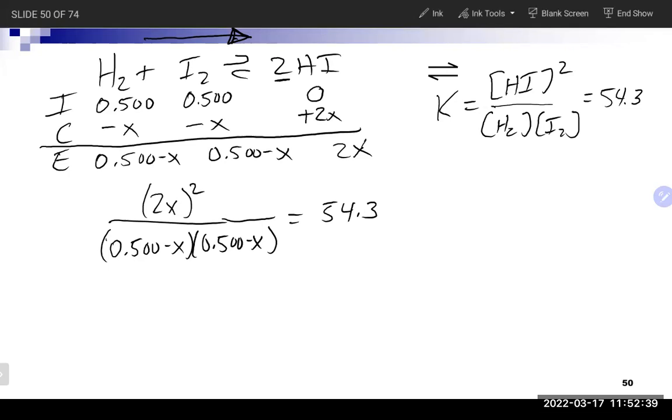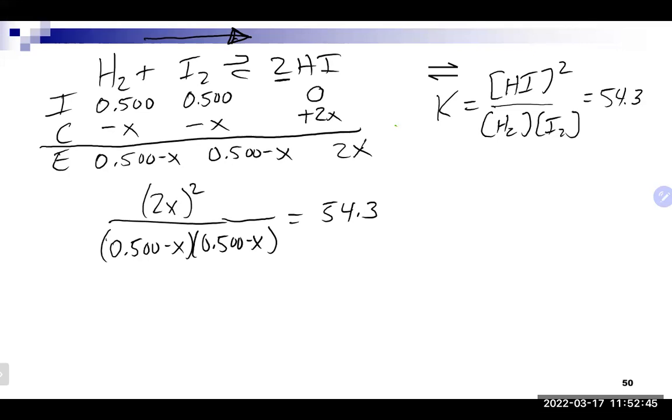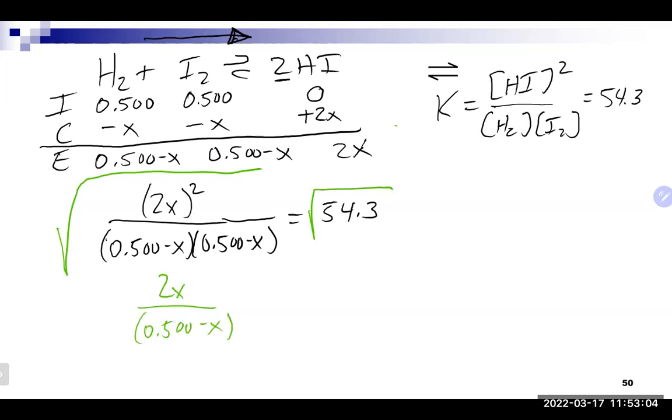At this point, we want to make sure we take a look at what's going on. And if you look closely enough, it is a perfect square on both sides. You could do a giant square root, or smaller square root, I guess, in that case. If you square root the left, you end up with 2x up on top and 0.5 minus x on the bottom. If you square root the other side, which honestly I usually forget to do, so 54.3 will give us a 7.3689.